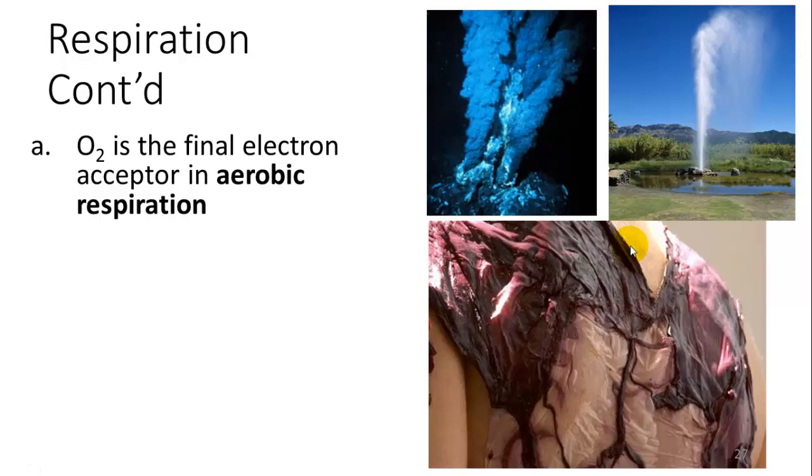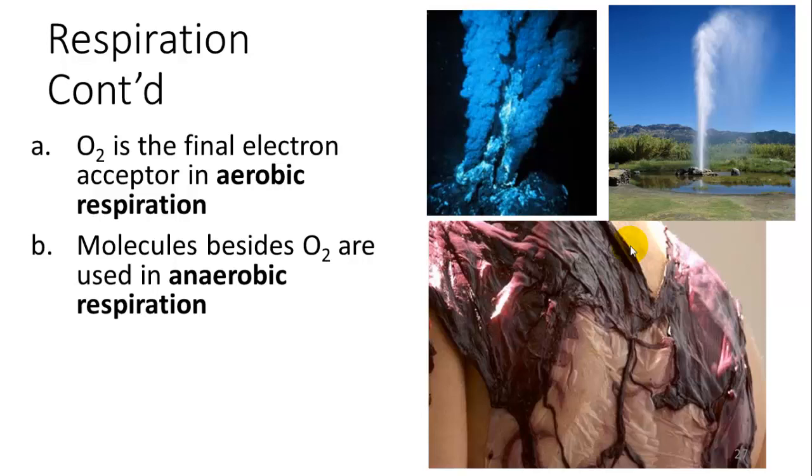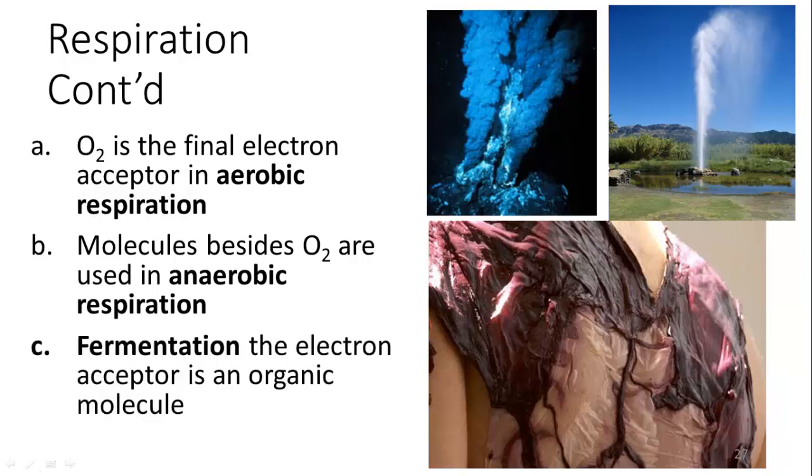In aerobic respiration, oxygen is the final electron acceptor. In anaerobic respiration, which occurs in some bacteria in hydrothermal vents and extreme environments such as geysers, it's something else besides oxygen, right? In fermentation, the electron acceptor is an organic molecule. This is done by most bacteria. Can also be done by eukaryotes when oxygen is not available. We'll talk more about that as well.